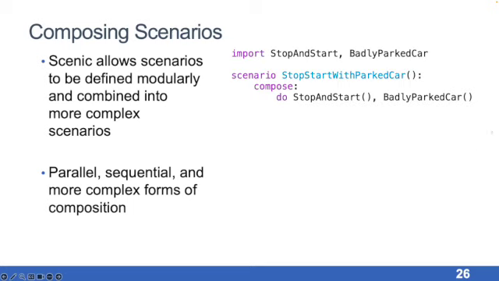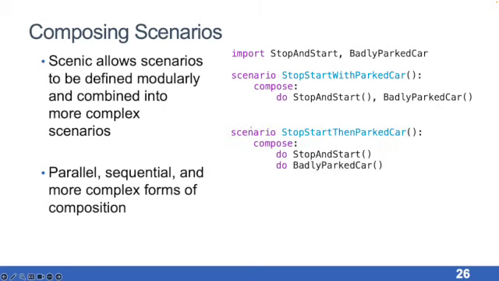So there's syntax, for example, where you can import scenarios from other Scenic libraries and define modular scenarios built out of those. So this is a scenario statement which defines a stop-start with parked car scenario, which is a parallel composition of these two sub-scenarios. One where you've got the stopping and starting car that we had before, and the badly parked car scenarios running at the same time. You can do a parallel composition.